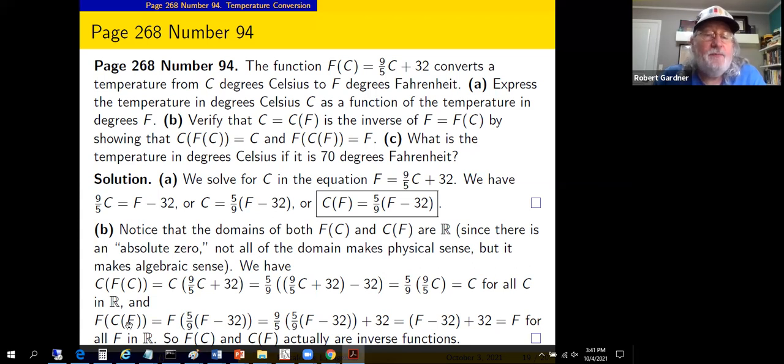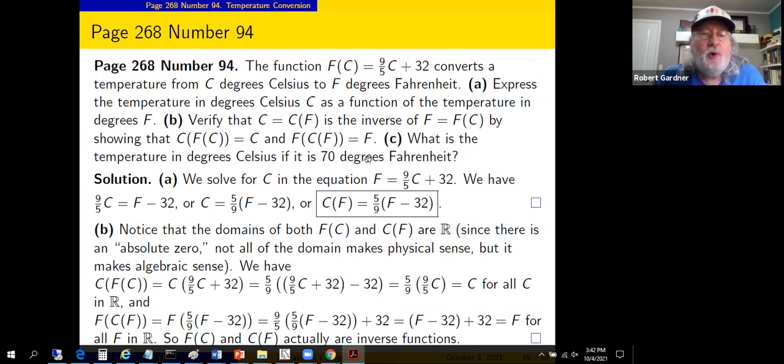F of c of f. What's c of f? We think it's this right here. So we'll plug that into the capital F function. So the capital F function will take 9/5 of that input and add 32. The 9/5 and the 5/9 distribute. Those cancel, leaving us with F minus 32. Over on the right-hand side, we get the plus 32. Gives us F back out. F could be anything, any real number. So these really are inverses of each other over the whole real number line. Issues about absolute zero aside.